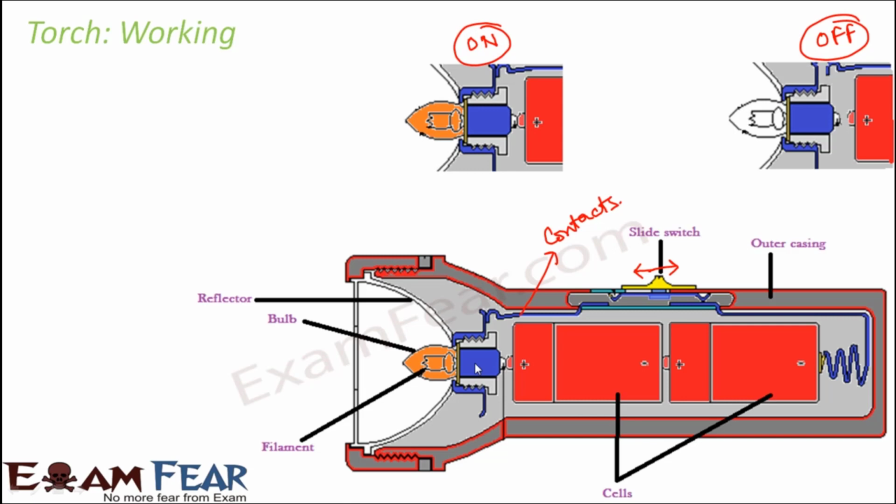If you want, you can check it out yourself. If you have a torch at your home, just try to open it, look at the batteries, and you can also see the springs present there. You can also have a look at the bulb. It's a very tiny bulb, and then you can actually visualize this entire structure, and you will know for yourself that it is a very simple thing that is happening inside the torch. So this is how a torch works.